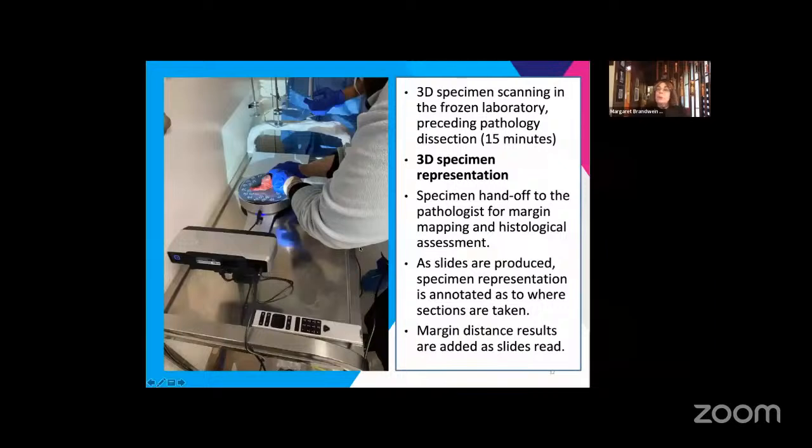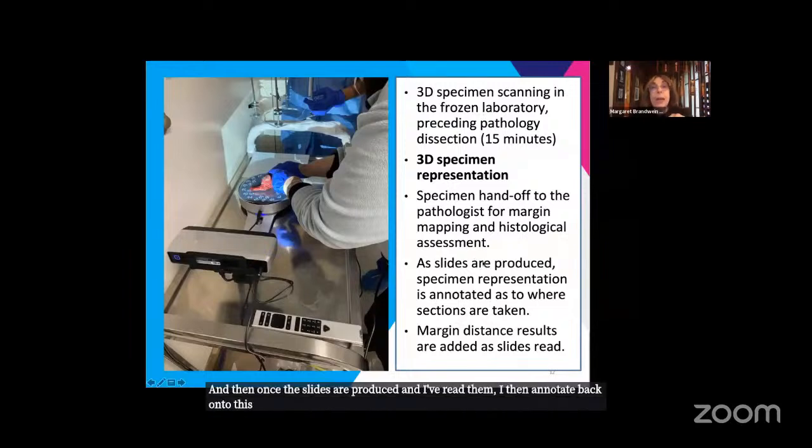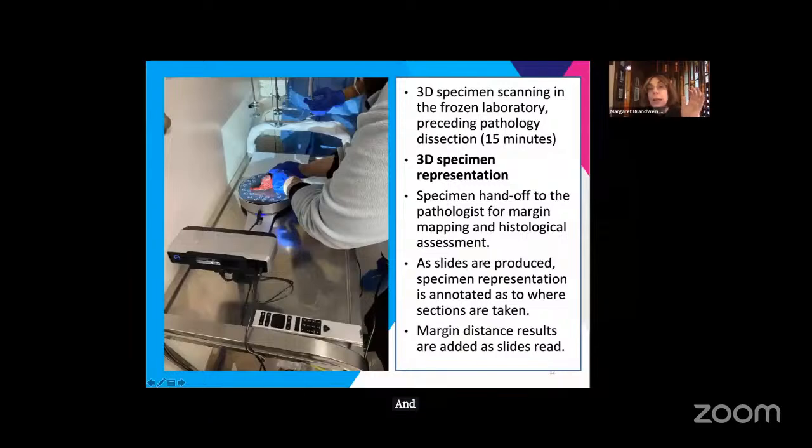Okay, so what we do is we use a 3D scanner in the frozen lab, and we scan the specimen prior to dissecting it. So this adds about a 15-minute upfront processing time. And then once the specimen has been scanned, the 3D model is put together. But all of this while, I have the specimen in my hands, I'm inking it and mapping it out. And then once the slides are produced and I've read them, I then annotate back onto this 3D representation and show this into the OR as a video.